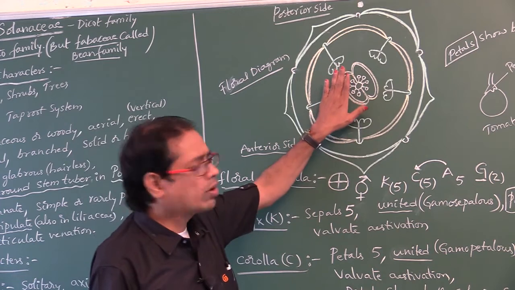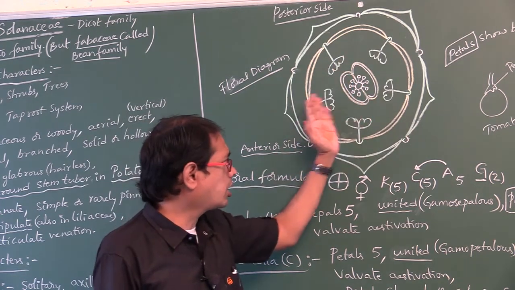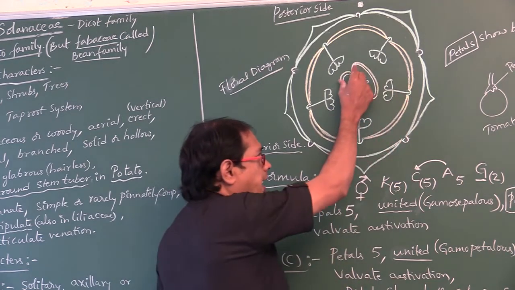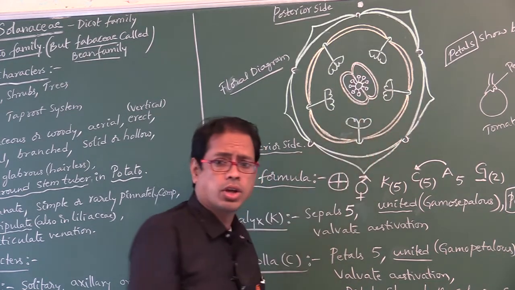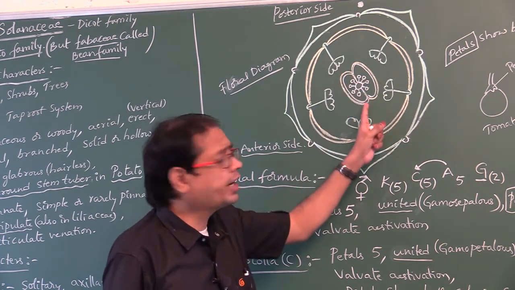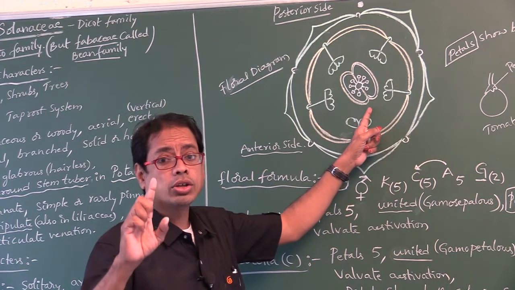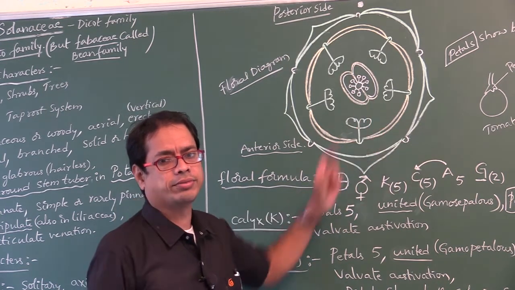Next, this ovary is not arranged longitudinally or transversely. It is arranged at an angle of 45 degrees. Ovary is obliquely arranged at an angle of 45 degrees. This arrangement of ovary at 45 degrees is called torsion or tilting.